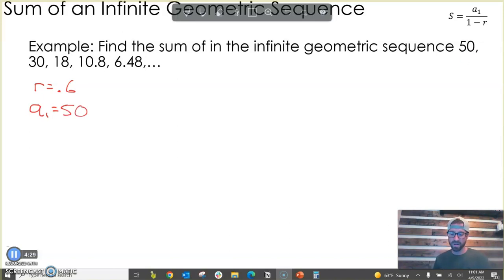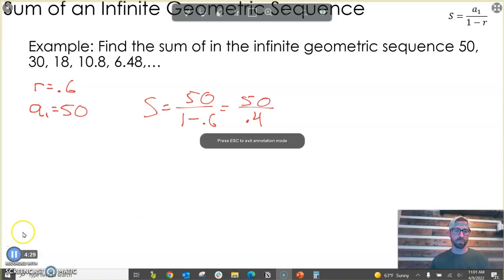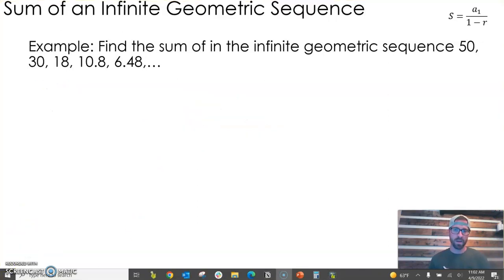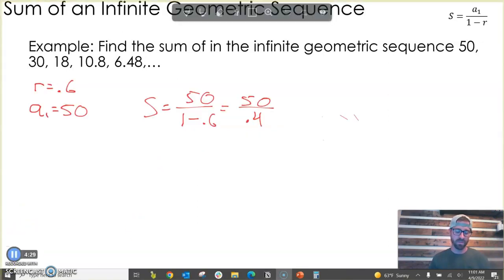Now, all we have to do to find the sum is take our first term of 50 divided by 1 minus the common ratio, or in other words, 50 over 0.4. And 50 divided by 0.4 is 125. So if I were able to hypothetically take this out to an infinite number of terms and add them all up, the sum would be 125.